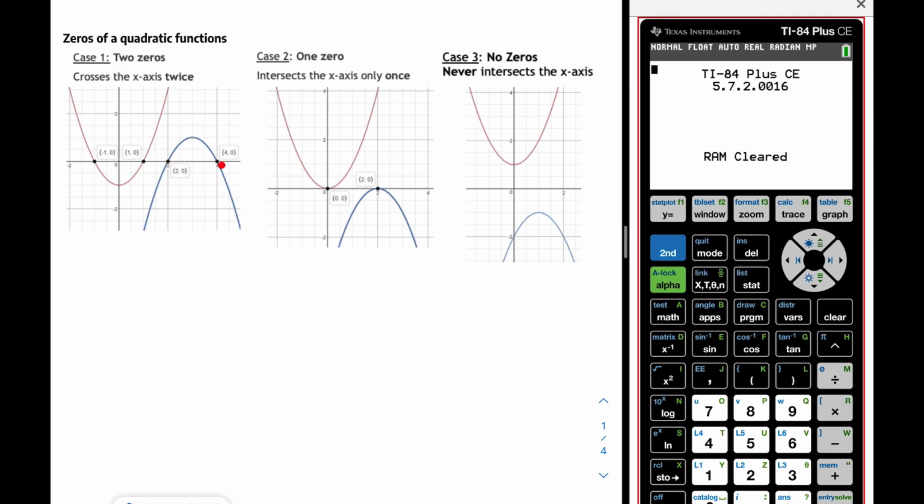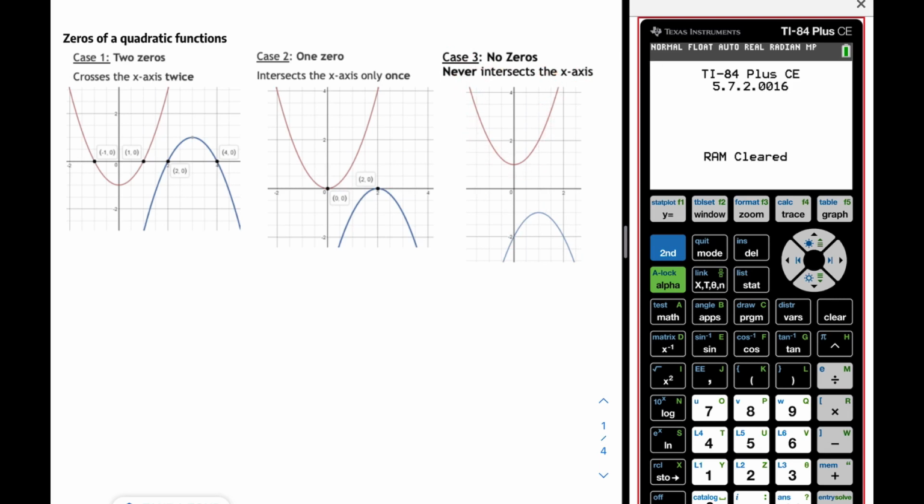That means that we are crossing the x-axis twice. It's also possible to have only one zero, only one solution. That's when our quadratic crosses the x-axis exactly once, and this happens at the vertex. But it's also possible to have no zeros, so absolutely no solutions. And this happens when our quadratic never crosses the x-axis.